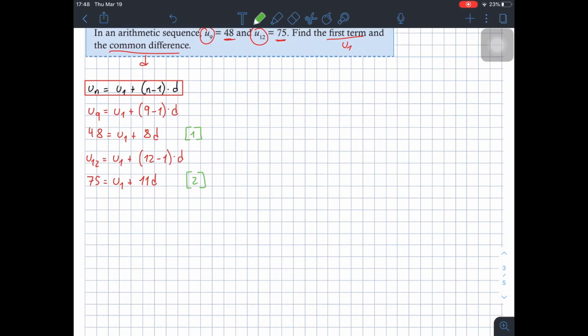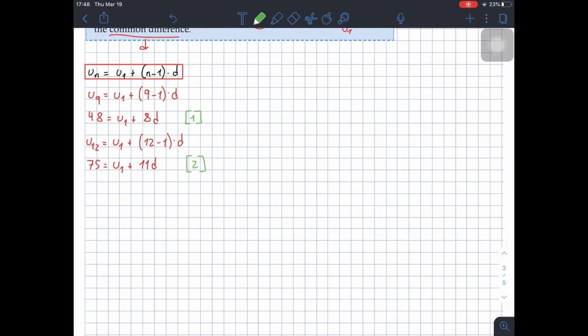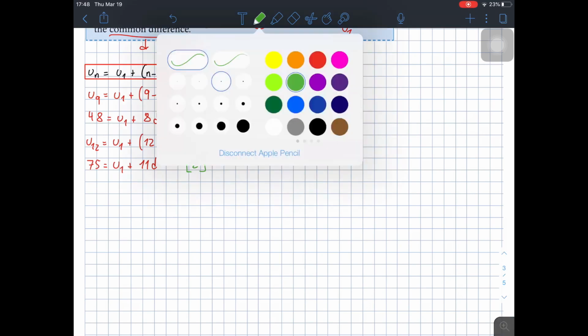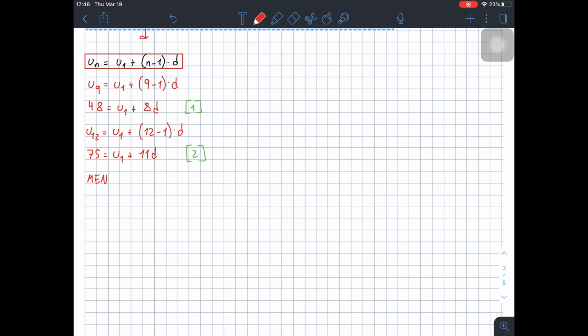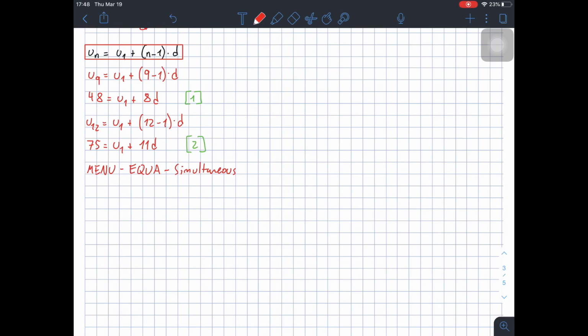So we can solve this either using the calculator or doing it manually. If you use a calculator, remember you can do this. I'm gonna show you how to use a calculator for this. I'm gonna write the steps here. It's menu, equation, then you press simultaneous. In this case, two equations, simultaneous. Then number of unknowns would be 2 unknowns. And then you plug in coefficients.